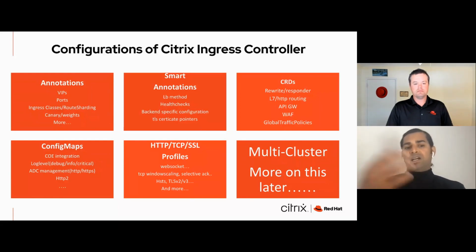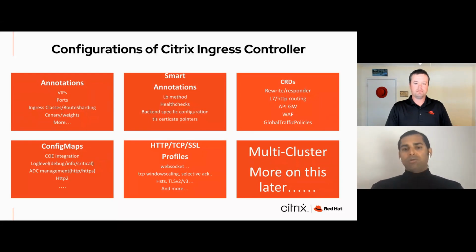Also, we have a few config map options, basically when it comes to integrating things like COE or configuring what kind of log you want, etc. Or if you want to make any changes to the way the ADC is managed, you need to communicate to the ADC for management purposes, or those Nitro API ports. We use config maps for those.